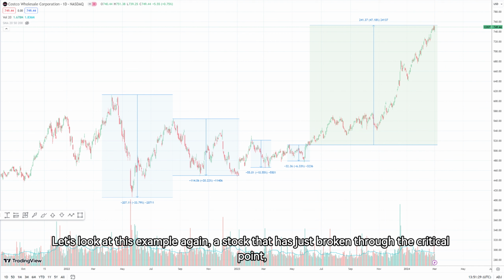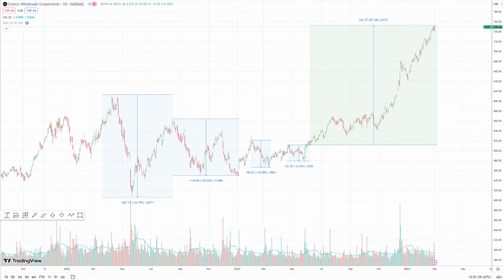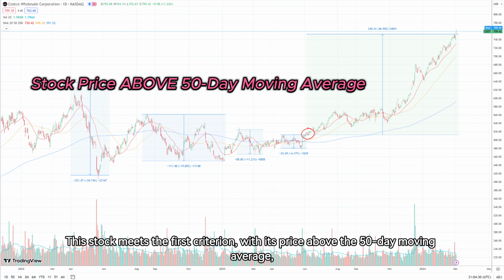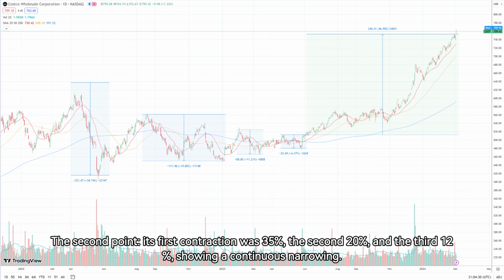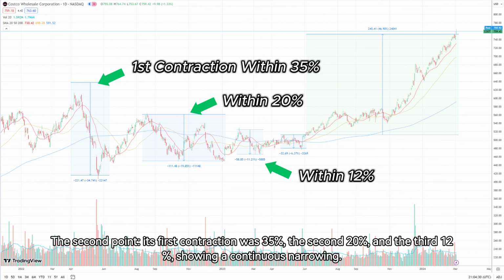Let's look at this example again. A stock that has just broken through the critical point not only did not fall through the tight area, but also increased by more than 30% within 6 months. This stock meets the first criterion, with its price above the 50-day moving average, the 50-day above the 200-day, and both moving averages trending upwards. The second point, its first contraction was 35%, the second 20%, and the third 12%, showing a continuous narrowing.